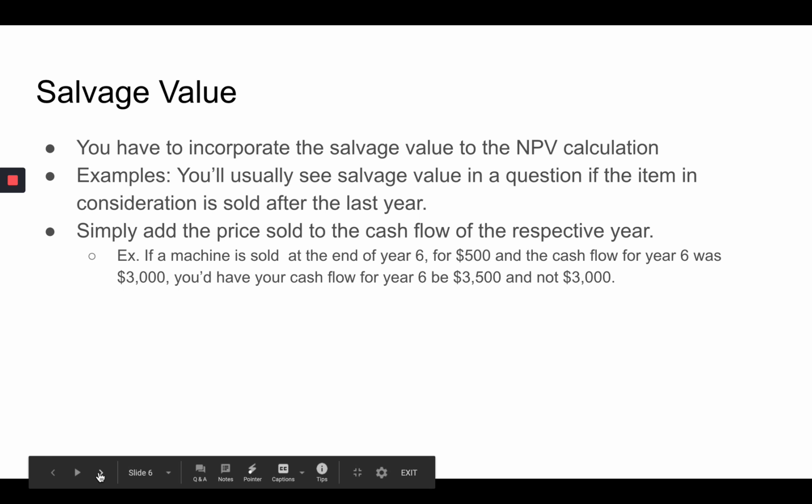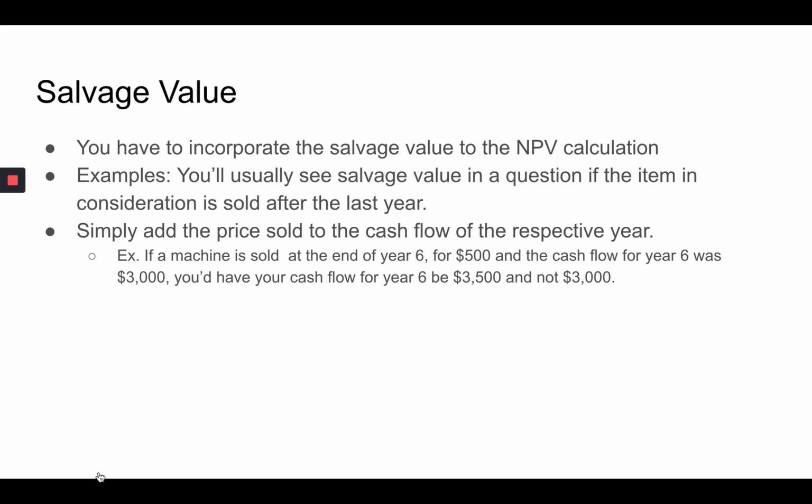Another thing with NPV that you need to take into consideration is salvage value. How I like to think about salvage value is that it's essentially something that you add to the respective cash flow for that period. You have to incorporate the salvage value into your equation somehow. Usually you see it in a question if the item in consideration, whether that's a machine or an investment, is sold after the last year. So essentially what you do is you simply add the price sold to the cash flow of the respective year.